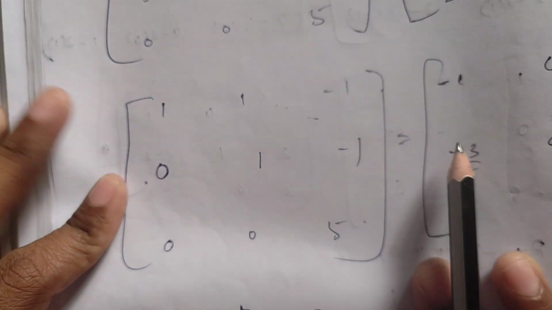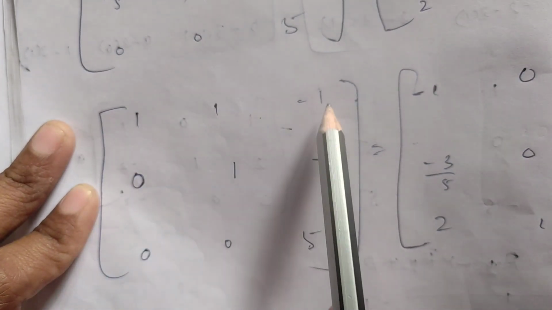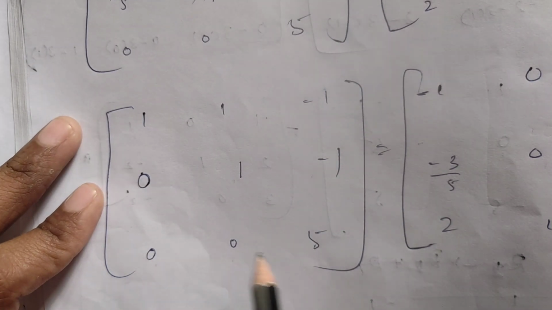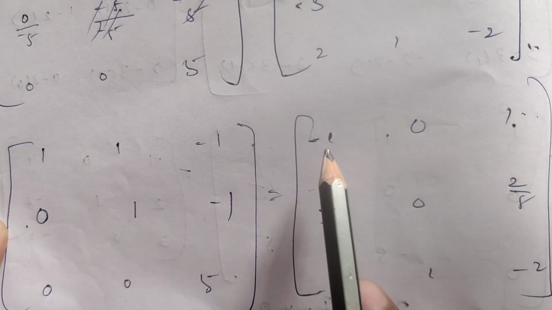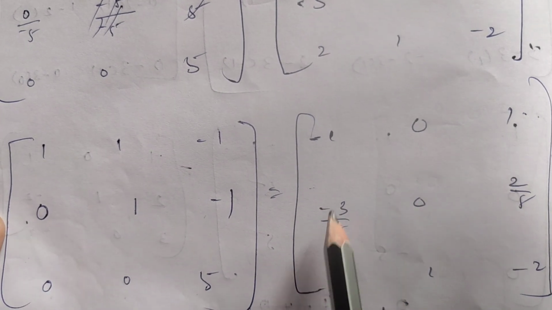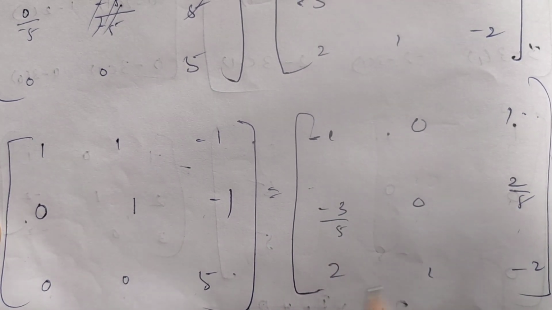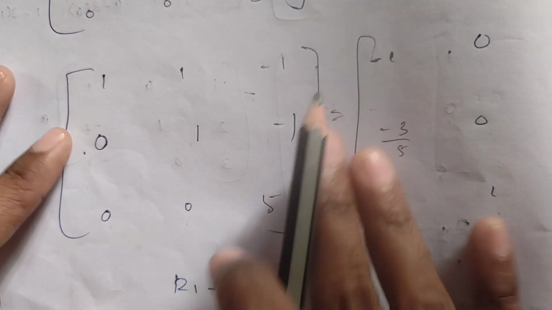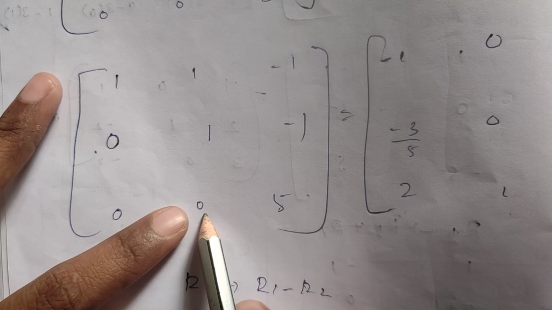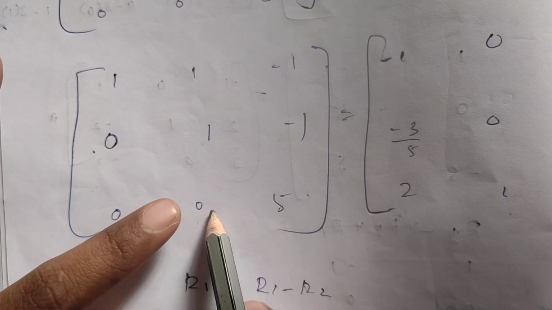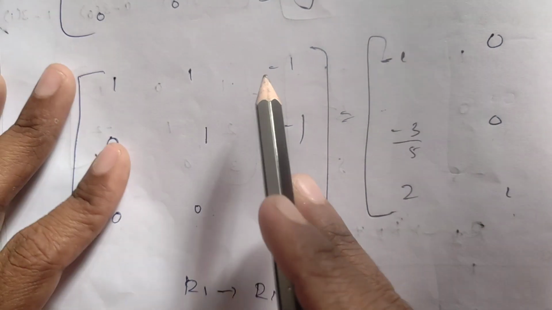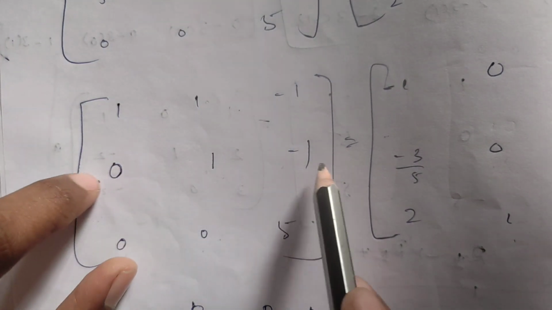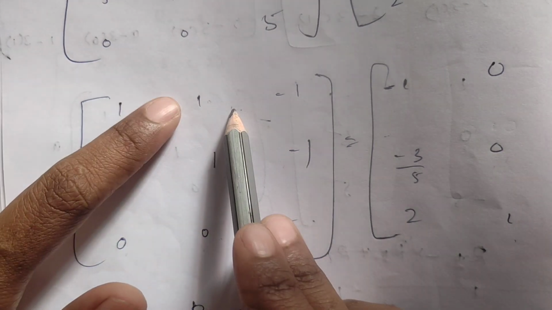So now the matrix will look like 1, 1, minus 1, 0, 1, minus 1, 0, 0, 5. And on the RHS, minus 1, 0, 1, minus 3 by 5, 0, 2 by 5, 2, 1, minus 2 into A. So the next step is we have to make this 0. Since we have got it 0, we'll move to the next step. That is, we have to make this element 0 with the help of R2. So with the help of R2, how will you make it?